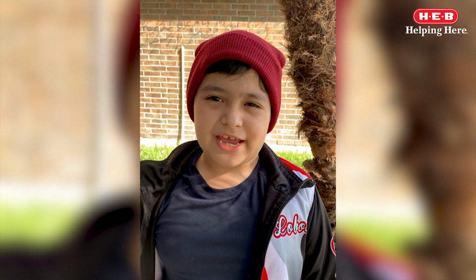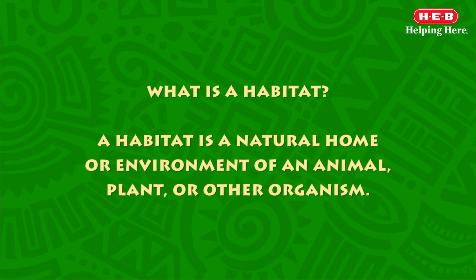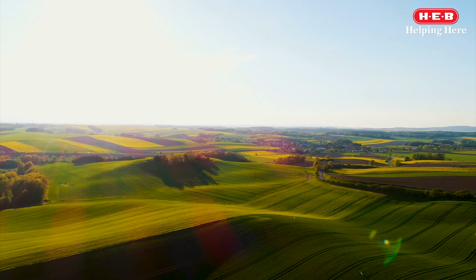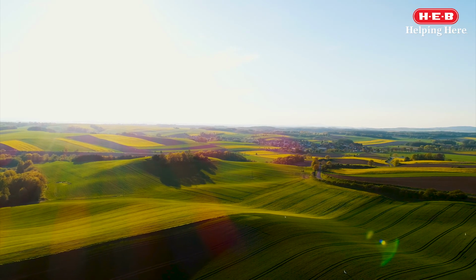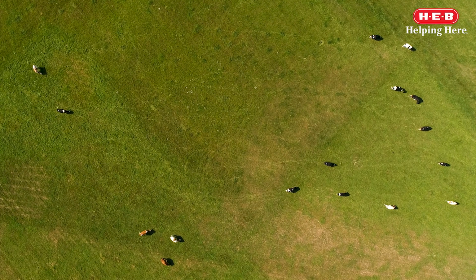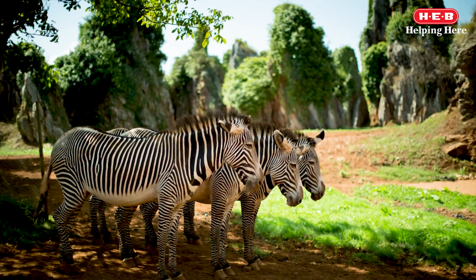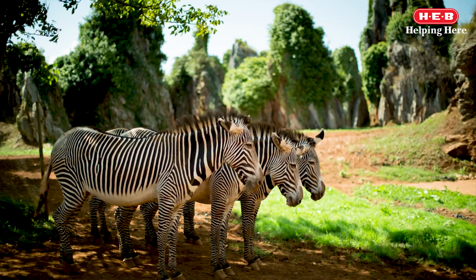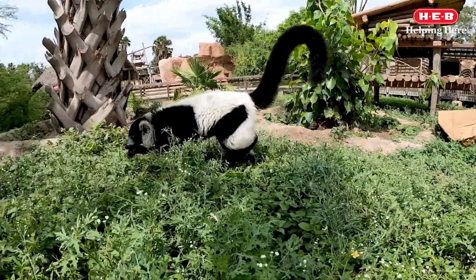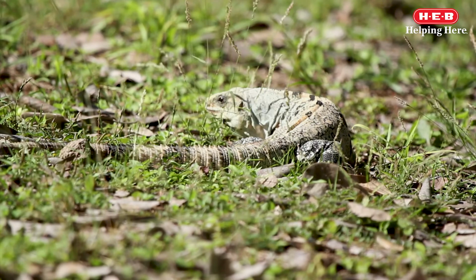What is a habitat? A habitat is a natural home or environment of an animal, plant, or other organism. Let's start with the grasslands. You may have guessed by the name of this habitat that the dominant form of vegetation is grass. There are two types of grasslands, temperate and tropical grasslands, also known as savannas. Grasslands can be found in the regions between rainforests and deserts and on every continent except Antarctica.